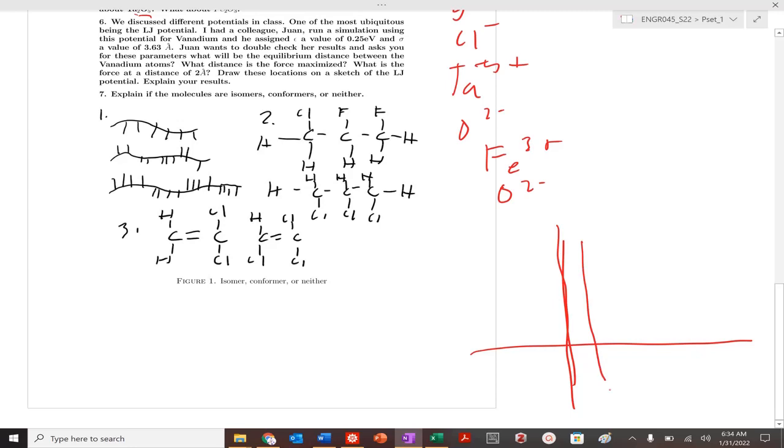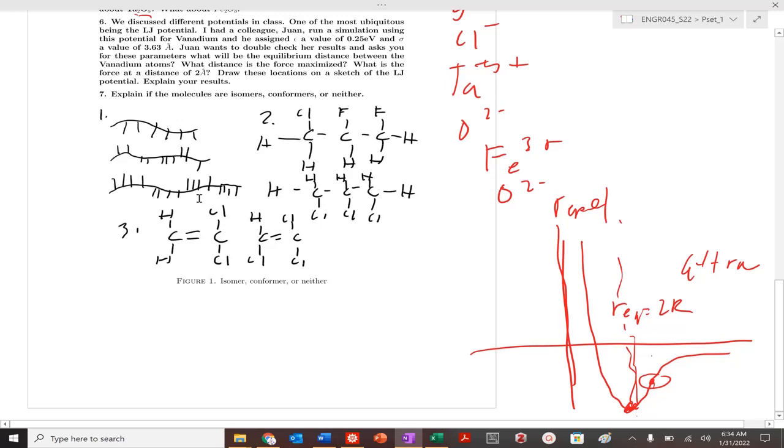We know that our equilibrium distance, r_eq, equals 2r, which is right here. We know that force is maximized where the second derivative is zero, so that will be the inflection point here. And then we know that atoms will attract here and they will repel here.